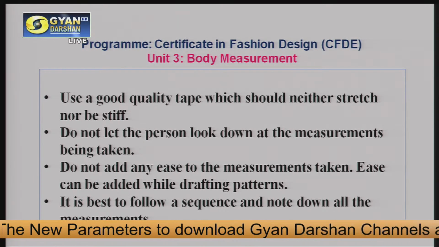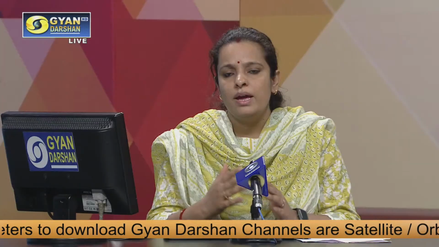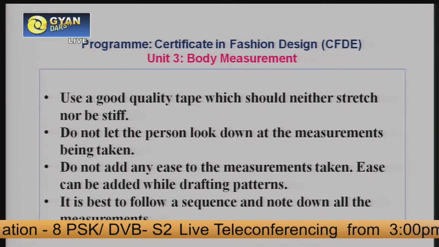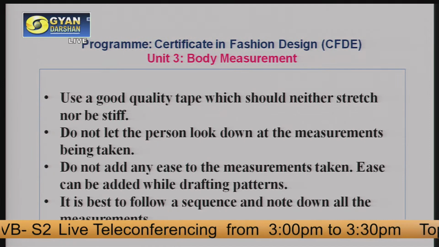Ease can be added while drafting the pattern. So when you are taking the measurement, please note down the measurement which is coming. Suppose you are taking a measurement and it is coming around 30 or 32 or 34. You should write that measurement and do not add any extra margin or any extra number to that. We have to add the extra margin or the numbers when we are creating the pattern or developing the pattern. We add the extra ease at that time, not at the time of taking the measurement.